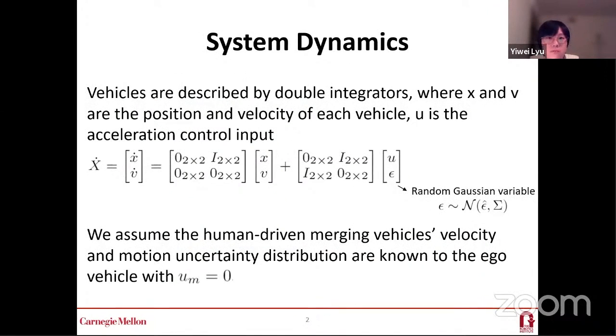And here's our system dynamics, where we use double integrators to describe the vehicles. U is the acceleration control input for the ego vehicle. And here we include epsilon as a random Gaussian variable to represent the motion uncertainty in this system.